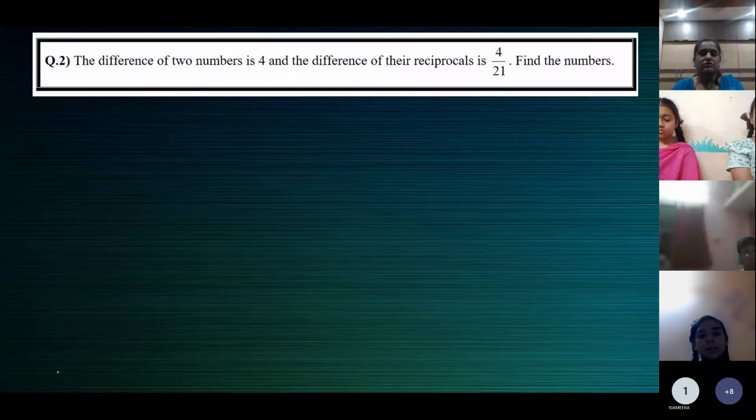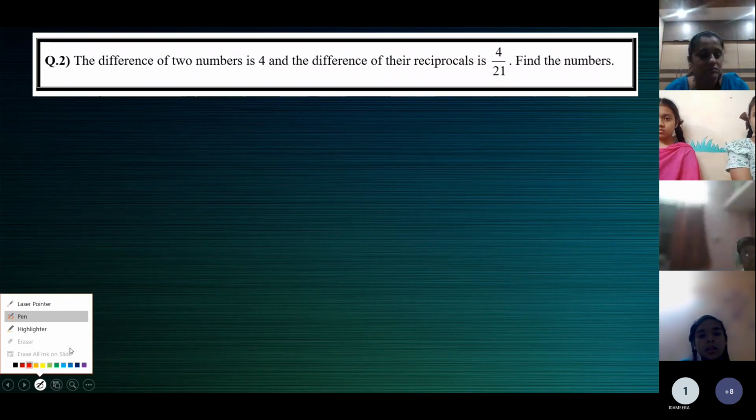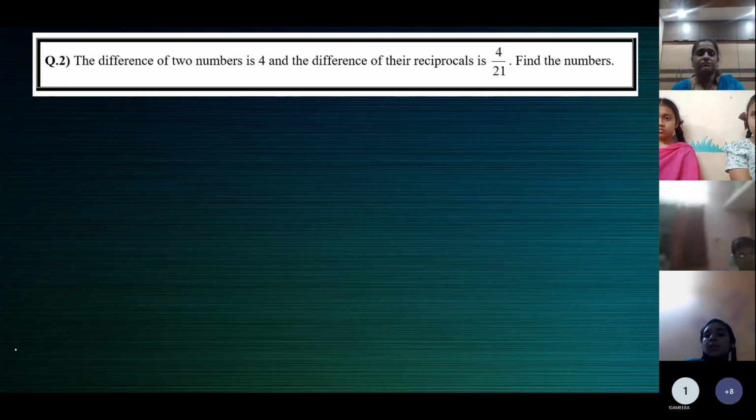We finished this one. We have to start this. The difference of two numbers is 4, and the difference of their reciprocals is 4 by 21.